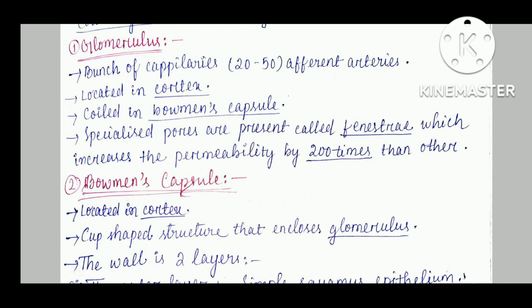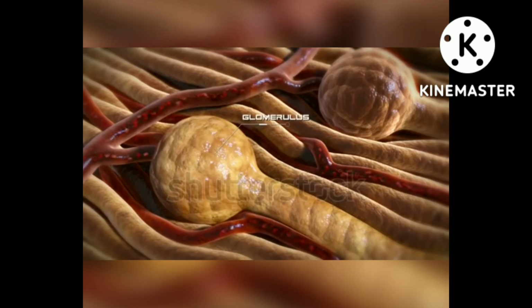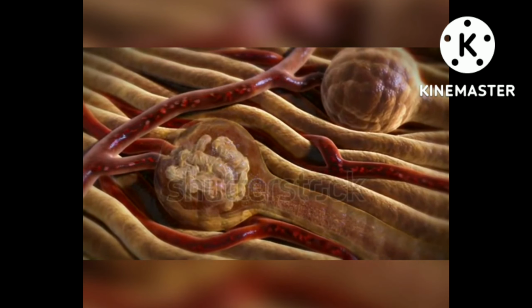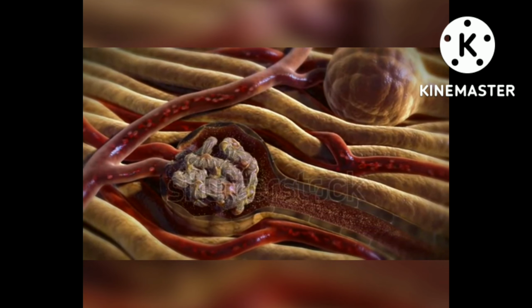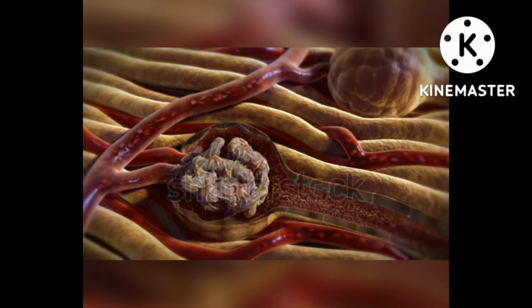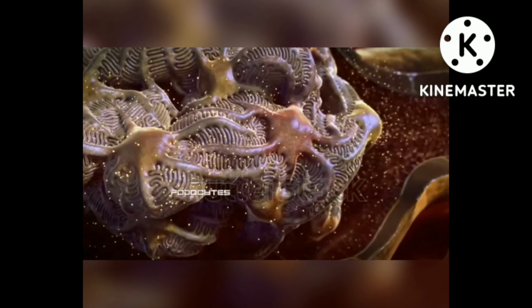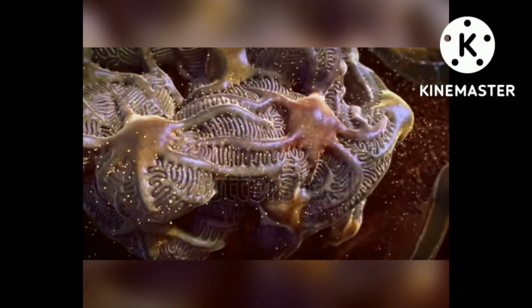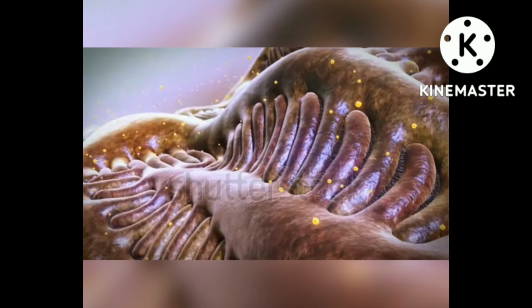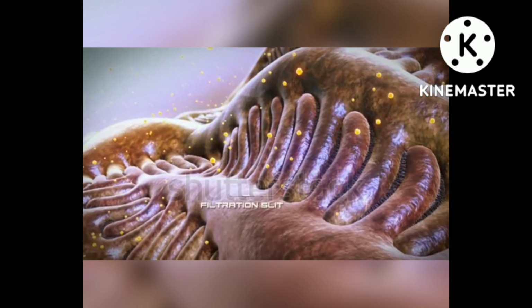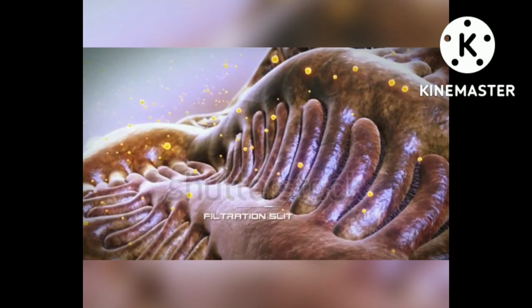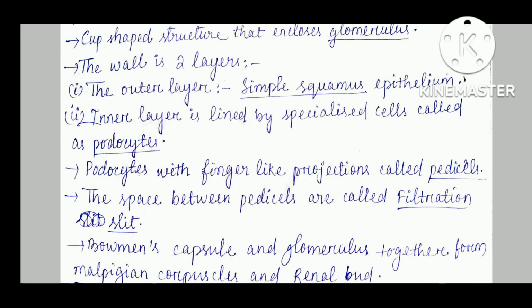Coiled in Bowman's capsule, specialized pores called fenestrae are present, which increase the permeability by 200 times compared to other capillaries. Then the second one is Bowman's capsule. Located in the cortex, it is a cup-shaped structure that encloses the glomerulus. The wall is of two layers. The outer layer is simple squamous epithelium.